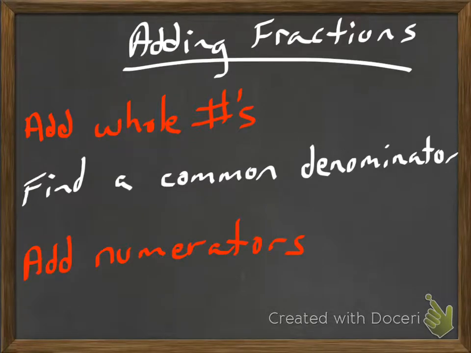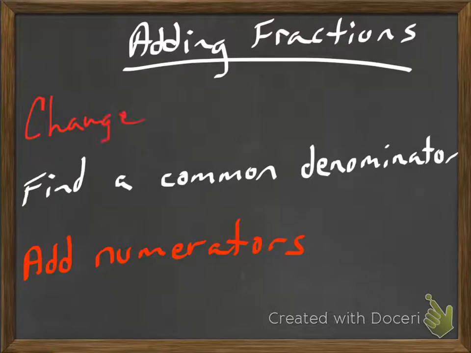Adding fractions. Now let me erase something right here. I'm going to help you out. I'm going to give you a shortcut. That way it's consistent. First thing we're going to do is change mixed numbers to impropers. Then we're going to find a common denominator, and then we're going to add the numerators.